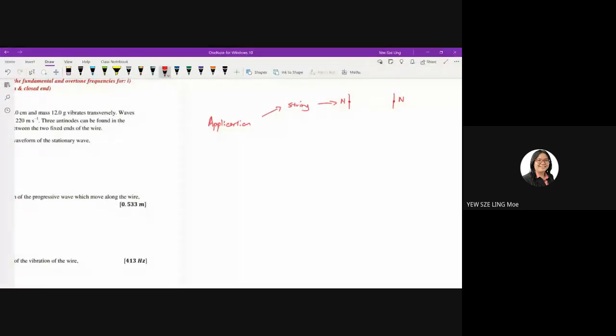And then the second application would be the open end pipe, or open end air column. Sometimes questions will use the term air column. So air column actually is a type of pipe. It looks like this, open at both ends. So if you have an open end air column, what is going to happen? You will have antinodes at both ends.